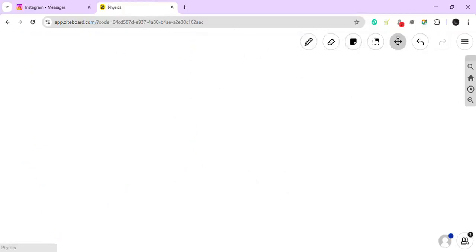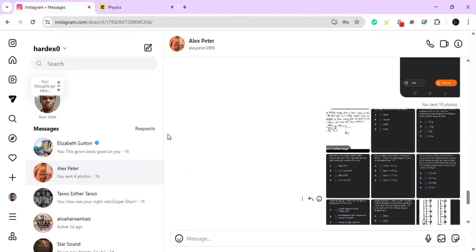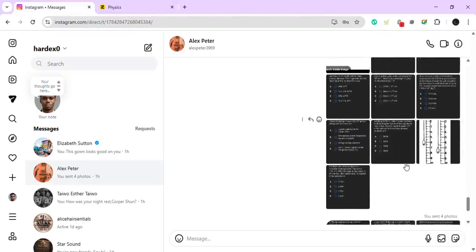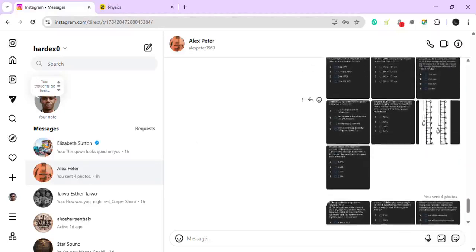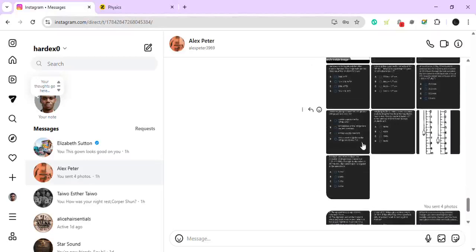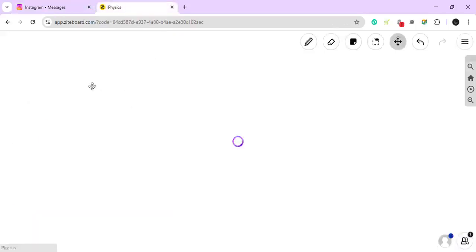Okay, so let me see which other one we have. I've solved this, and let me go down a bit. Okay, so let me see the next question here. Copy the image, then paste. Let me paste it.